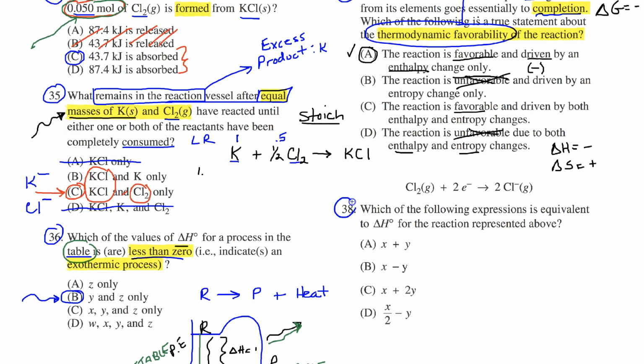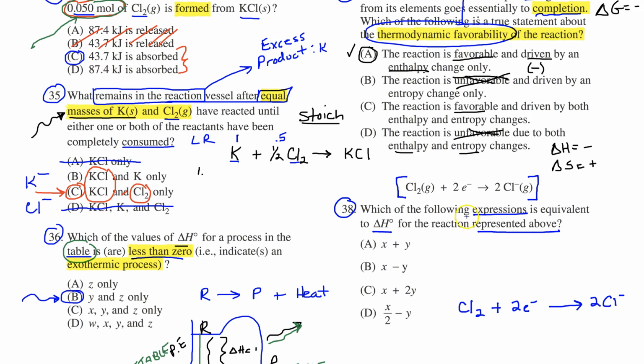Number 38, which of the following expressions is equivalent to the delta H for the reaction represented above? So this is our reaction here, and each individual reaction has its delta H, and we know from Hess's law we can combine the reactions to get the overall reaction. So we want to know what components of the table above, since we're using the letters that represent individual reactions, would make this overall. So let's write the overall. Cl2 plus 2 electrons give me 2 chlorine negatives.